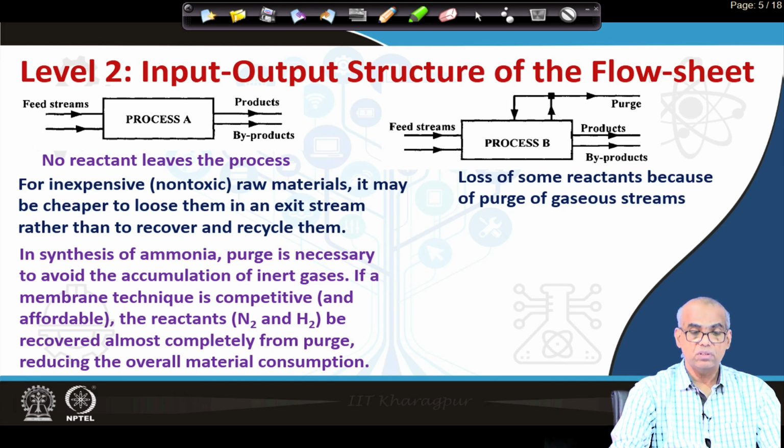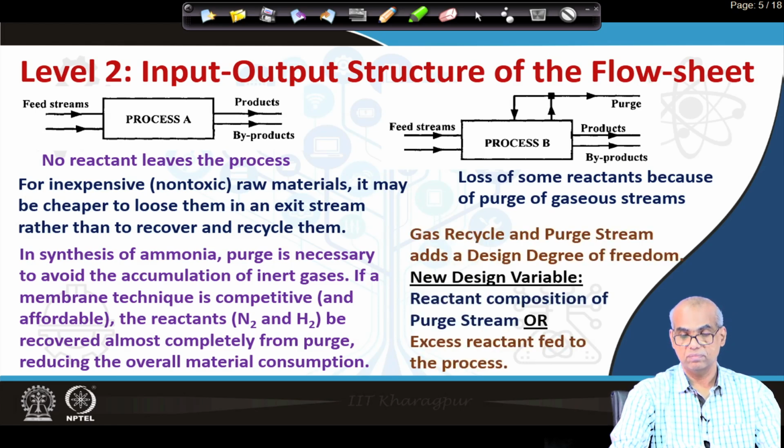We have discussed ammonia synthesis long back. We have seen that purge was necessary to avoid the accumulation of inert gases. However, if you use a membrane based separation process and if the membrane technique is competitive and affordable, the reactants nitrogen and hydrogen can be completely recovered or almost completely recovered from the purge, and this will reduce the overall material consumption.